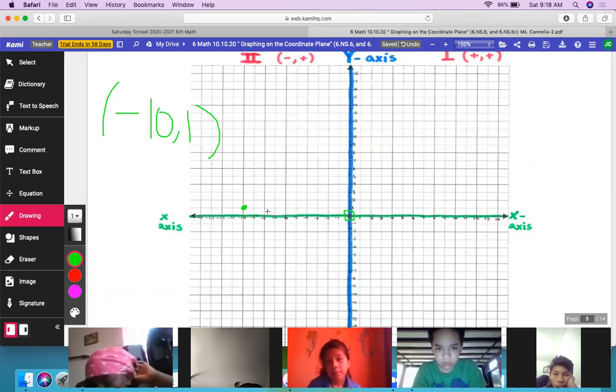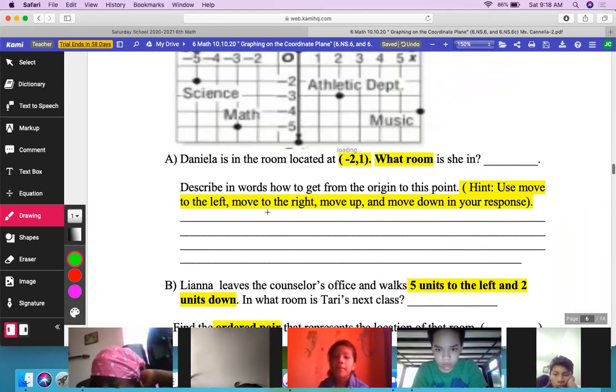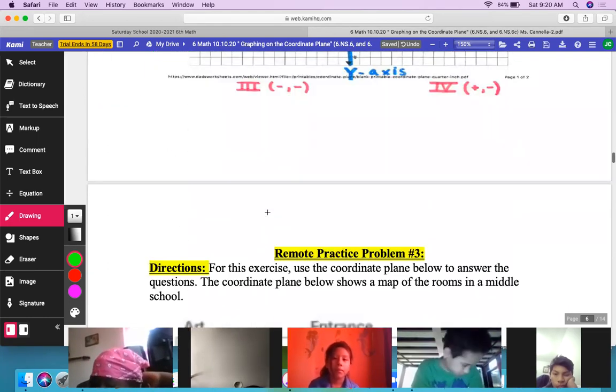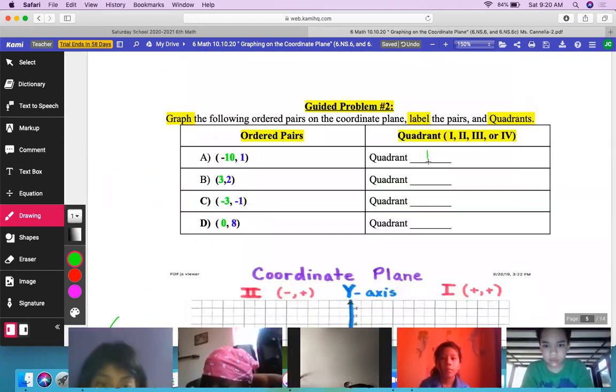Quadrant 2. Right. So on your paper, you would have written here, quadrant 2.